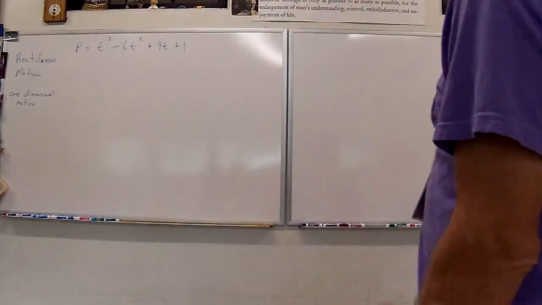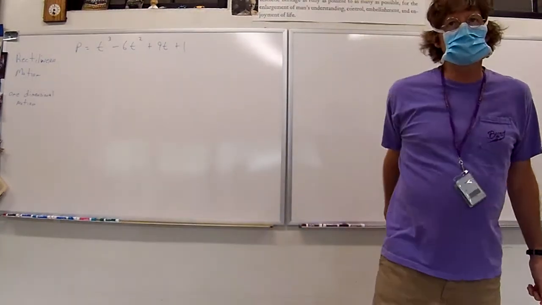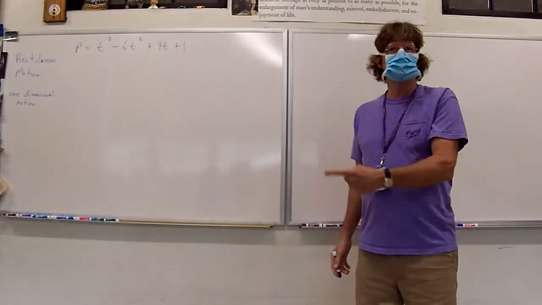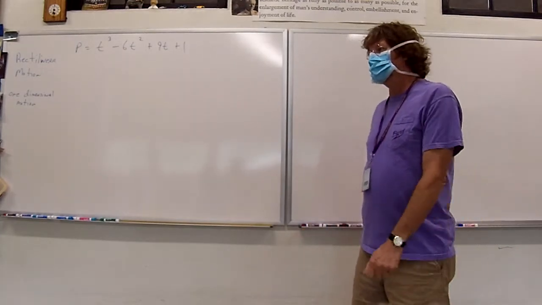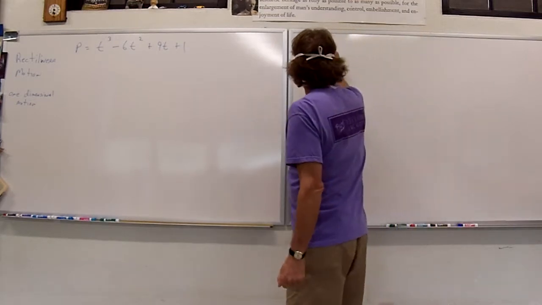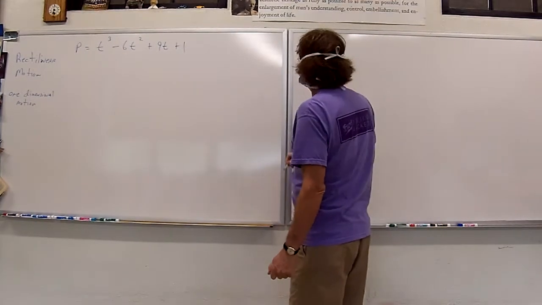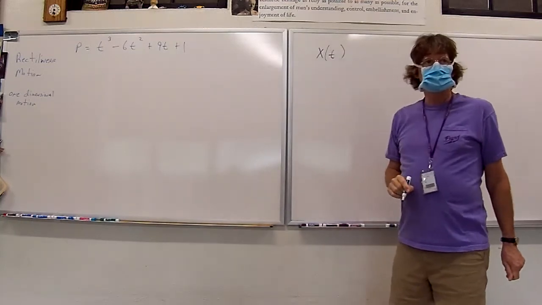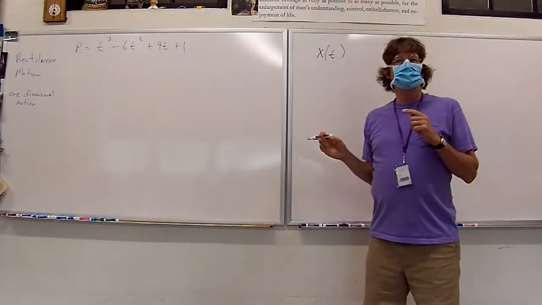They use an S, which I hate writing up there because I start thinking it's a 5. So I'm just going to use P for position. And some books will have X of T like that for their position. In other words, where is it on the what?